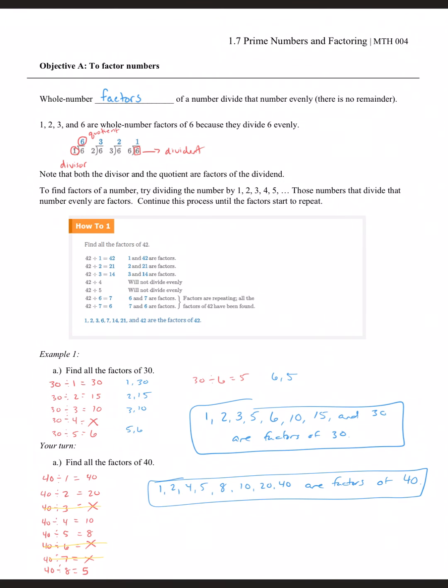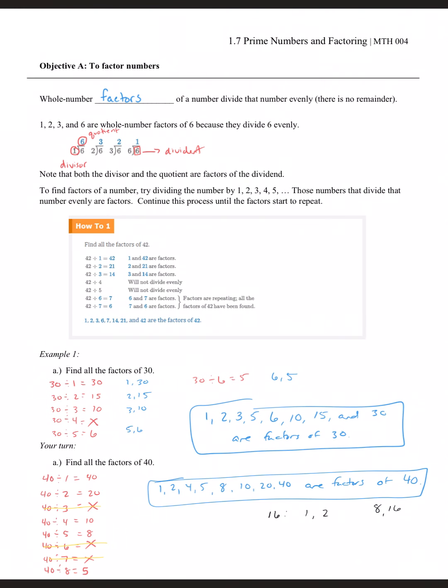Now, I want to talk about one more example that isn't on this page. And that's going to be the one, let's say we have the number, let's go with 16. If we had to find all the factors of 16, we know that we could take 16 divided by 1, which would give us 1 and 16. We know 16 divided by 2 would give us 2 and 8.